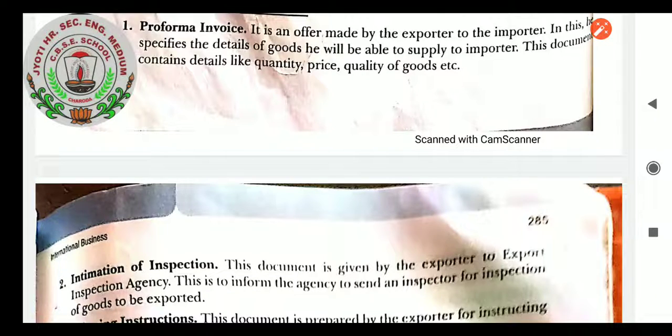Be prepared with the export documents and export procedure, because till export procedure I will be asking in the next live class, in which I will be taking your revisions for the BST. So be well prepared with the topic export documents.